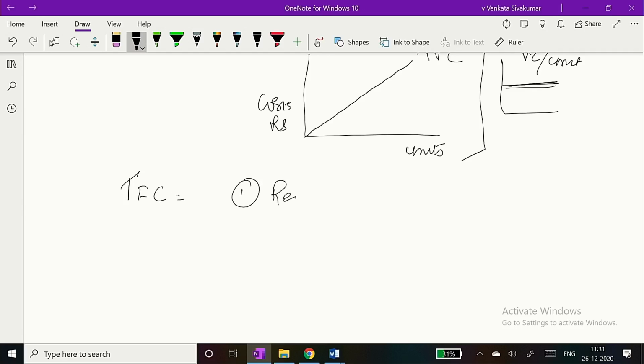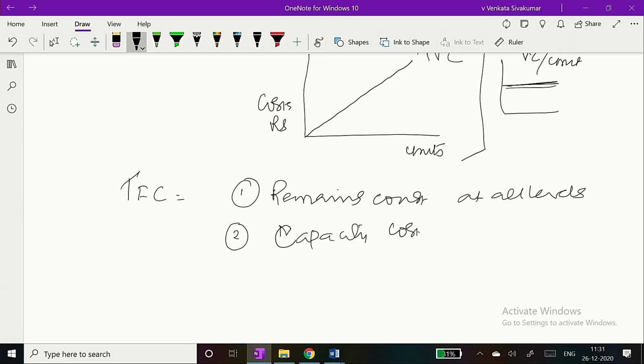Next item we saw, fixed cost. Total fixed cost remains constant at all levels. And you know, fixed cost is a capacity cost. This is a capacity cost, remains constant up to 100%. That is maximum level. Remains constant up to 100%.